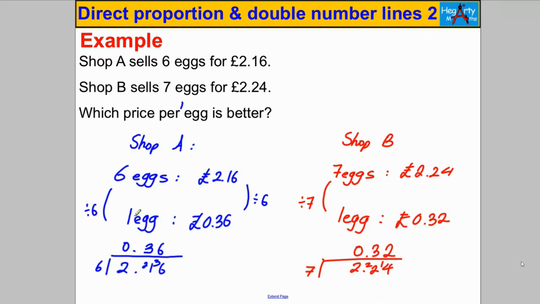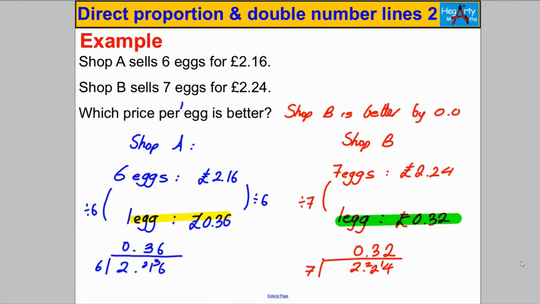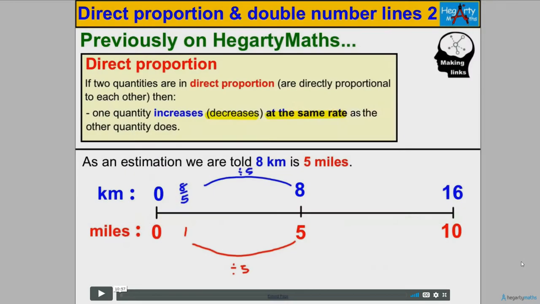And we can compare these. Here you get 1 egg for 36p. Here, 1 egg for 32p. The question was, which price per egg is better? Well, shop B is better by 4p. And that's it, we're done.